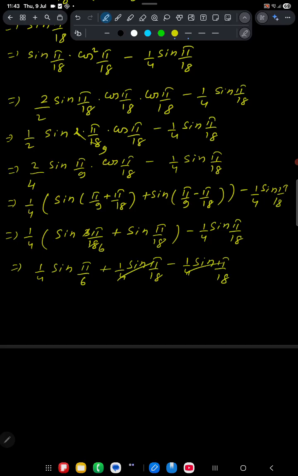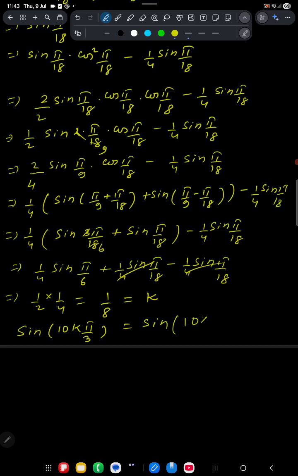These two will get cancelled, similar to the negative sign. Sine of pi by 6 is 1 by 2. So 1 by 2 into 1 by 4, that is 1 by 8. This is the value of k, and you have to find the value of sine 10k pi by 3. So sine of 10 into 1 by 8 into pi by 3.